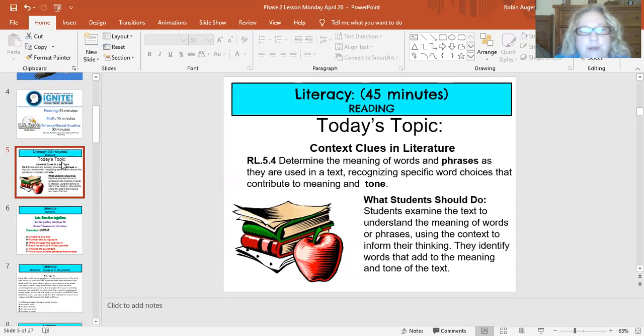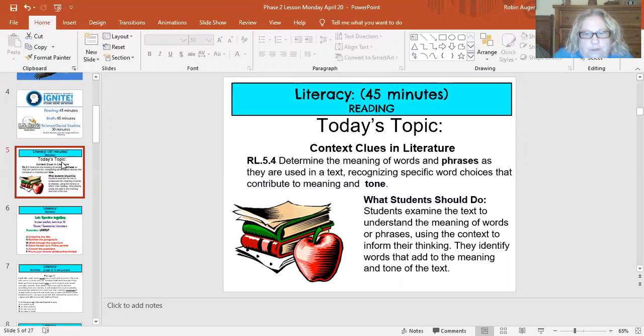Okay, and we've talked about context clues a lot in our studies, and tone is the voice that the author is using to convey an emotion. Okay, so when we're looking at different types of reading or types of passages, you get a feeling about what kind of a story it is, and that is the author's tone. Okay, all right, what students should do. Students examine the text to understand the meaning of words or phrases using the context to inform their thinking. They identify words that add to the meaning and tone of the text.